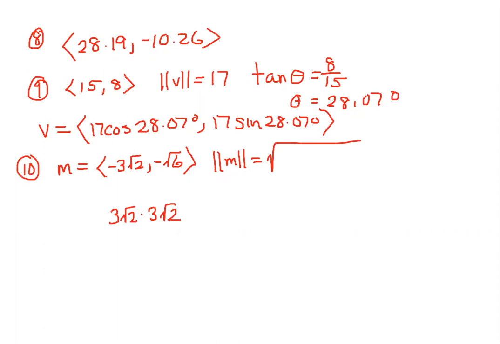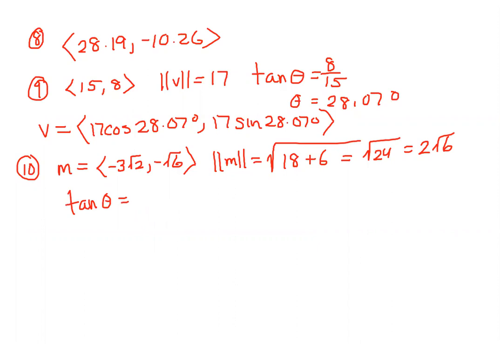Okay, it's going to be positive, even though this is negative, because it'll be 2 negatives. So 3 times 3 is 9. Square root of 2 times square root of 2 is 2. So that's 18 plus 6, which equals square root of 24, which is 2 times the square root of 6. Okay, there's the magnitude. Now we got to find the angle, tangent theta.